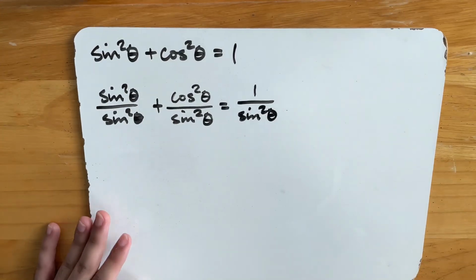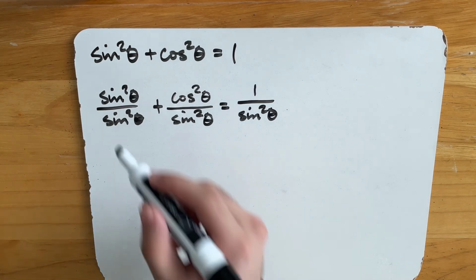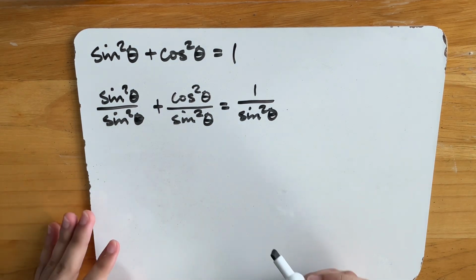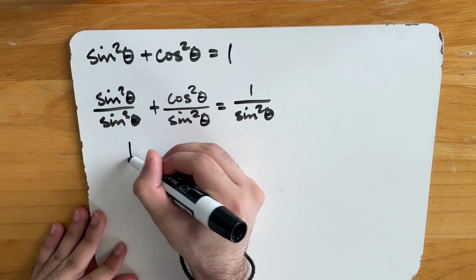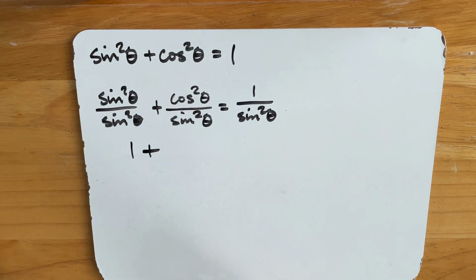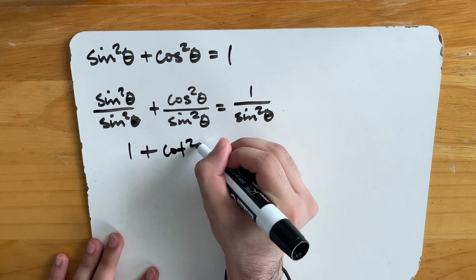Now we can re-express this with other trig functions. Sine squared theta over sine squared theta is equal to 1. So we end up with 1 plus cosine squared theta over sine squared theta. Well, if you recall, cosine theta over sine theta is cotangent theta. And since we're squaring numerator and denominator, we end up with cotangent squared theta.